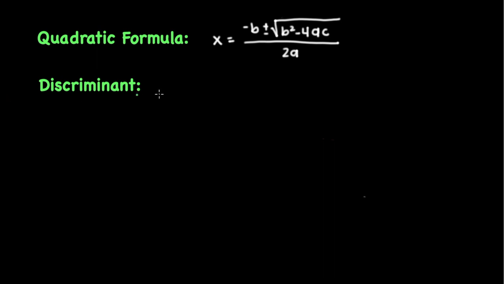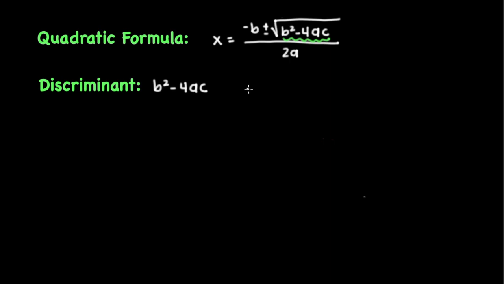Now, it is important to note that the expression under the radical is the discriminant. It tells us the number of real solutions of the quadratic without having to use a graph. Keep in mind that the discriminant is only b squared minus 4ac.